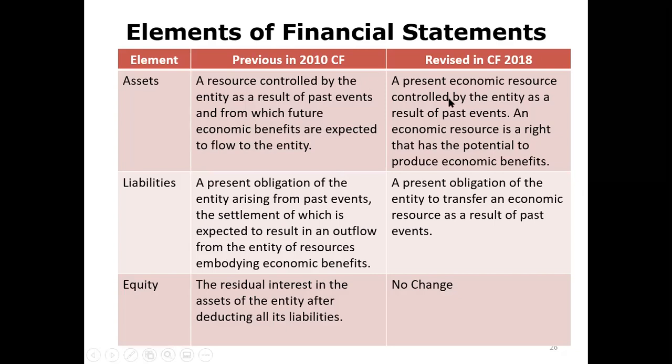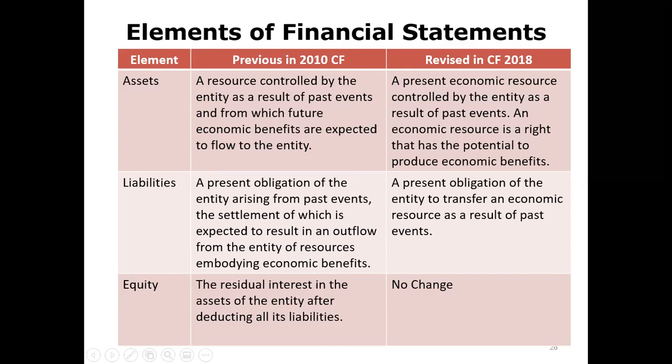But over the years, they have come to the realization that when it comes to the asset element, the most crucial aspect is the resource. It's about the resource. It's not about the future economic benefits. That is taken care of by the probability, by the recognition criteria. But here we are talking about the definition. So having come to that mindset, in 2018 they made it pretty simple.